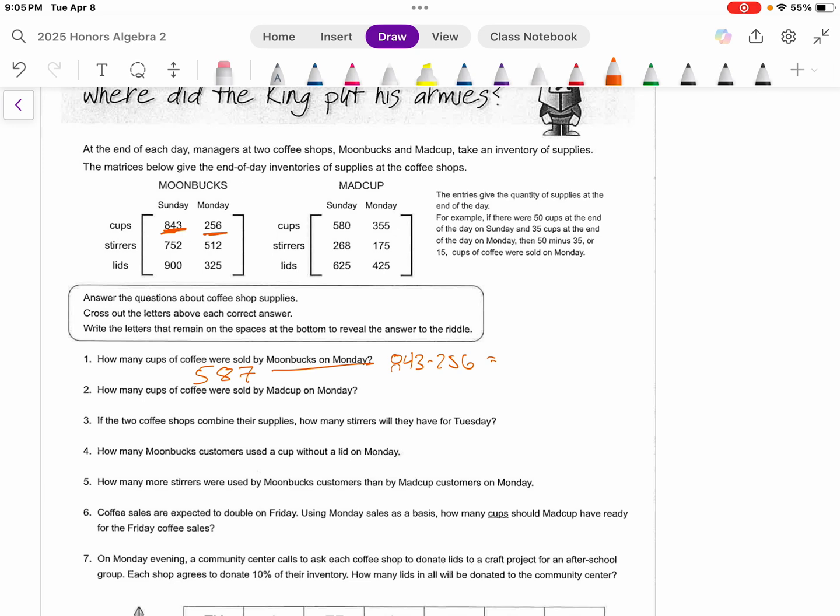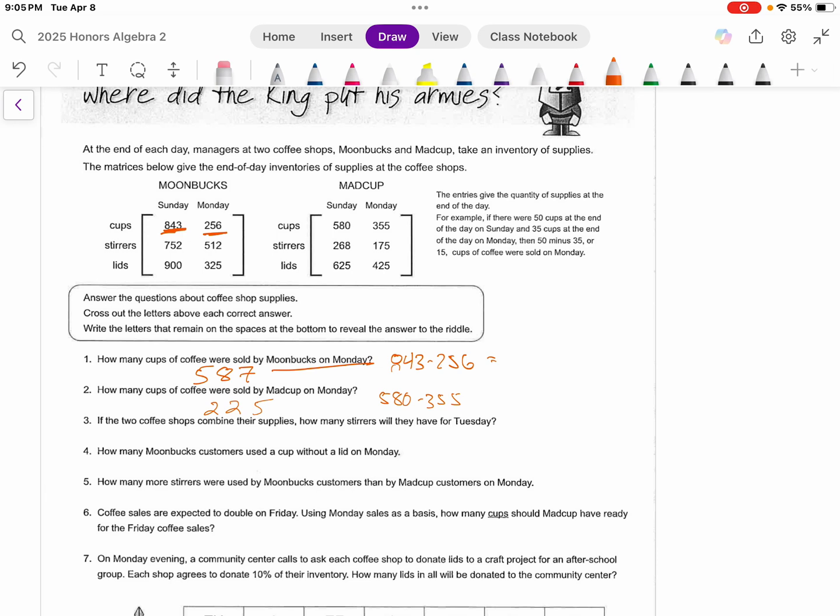How many cups were sold by Mad Cup on Monday? Again, same thing, subtract 580 minus 355. That would be 5. That's now a 7. That's a 2. And didn't need a bar. There you go. So 225.